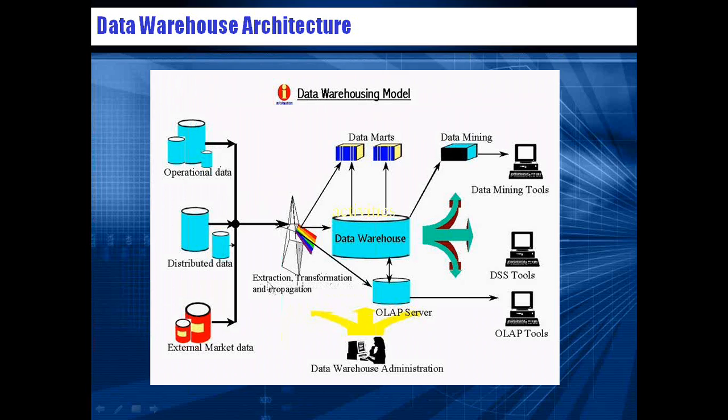So we extract from the systems, we do cleansing, standardization and transformations, and then finally we propagate or load the data into the data warehouse. That is called ETL: extract, transformation and loading. There are several tools available in the market to do this ETL operation. When I say Informatica, what is it? It is an ETL tool. What is an ETL tool? It is used to extract the data, transform the data and load the data into the warehouse.